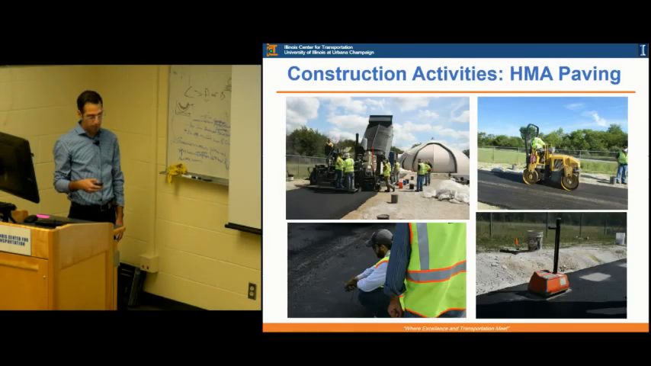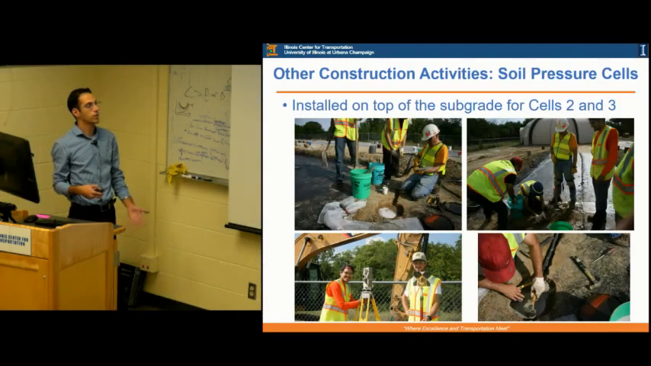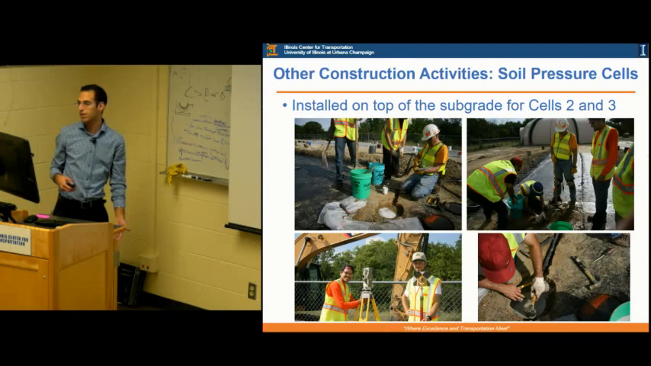The last step was, of course, the HMA paving. So we had 4 inches of HMA put on top of the pavement, and we were also doing sampling in the field and in the plant: the coring to get the layer thicknesses of the cores, as well as the density checks, the monitoring of the temperature, and some laboratory investigations of the properties of the asphalt that we were using. Other than those, we have some other construction activities that I will briefly mention.